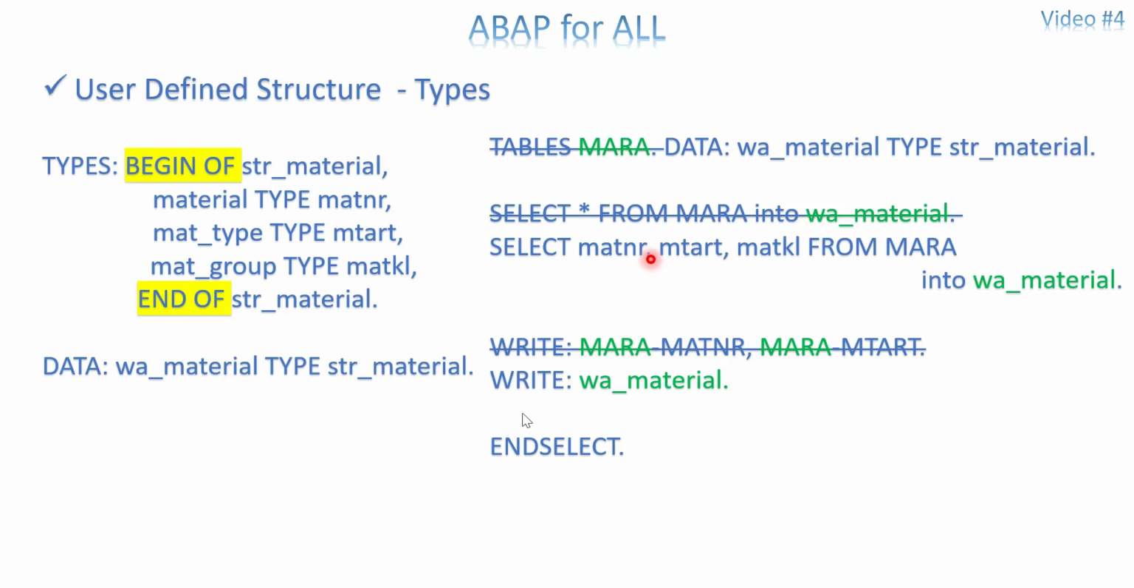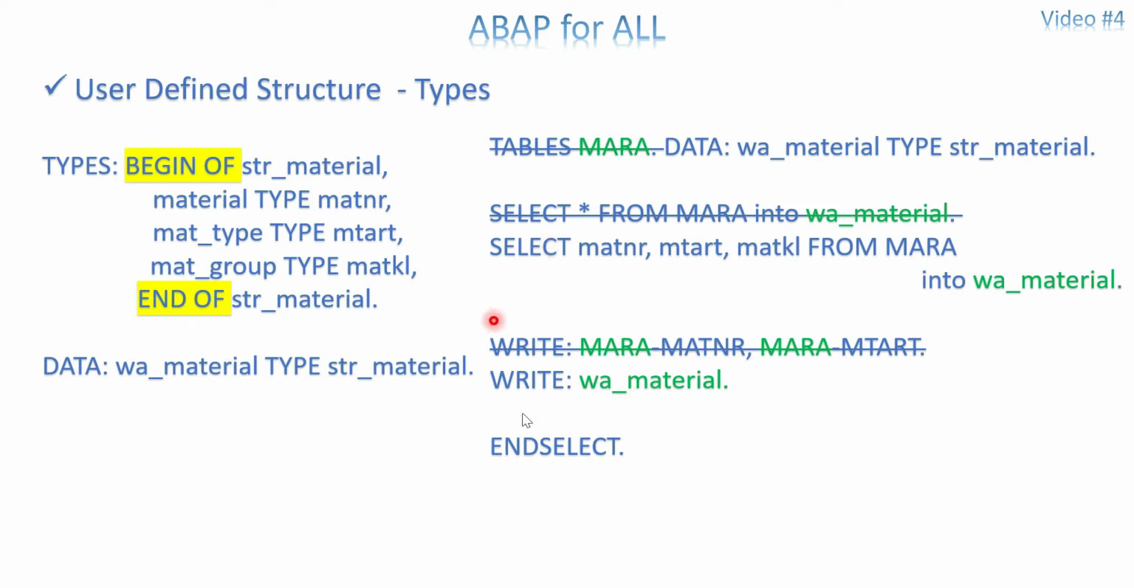If in your current system the comma is not supported, then you have to go with the space only. So select matnr space mtart space matkl and everything, otherwise just commas, and in work area, write not the Mara. So here I can say write w underscore material. Now it's possible because my work area has only 3 fields, and all the 3 fields belong to character data type. So you can say fully write w underscore material. It is not a mixed data type.